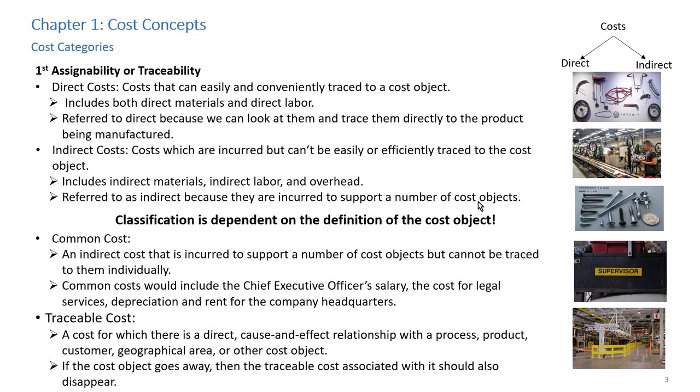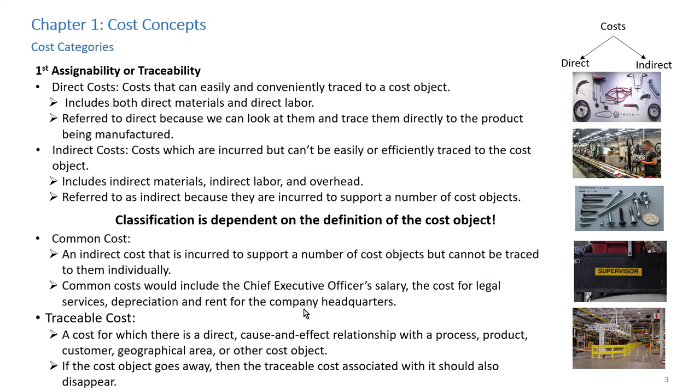Other costs discussed in the assignability category include common costs and traceable costs. Common cost is an indirect cost that is incurred to support a number of cost objects, but again can't be traced to them individually. Common costs typically include the chief executive officer's salary, the cost of legal services, depreciation and rent on the company's headquarters, those types of costs.